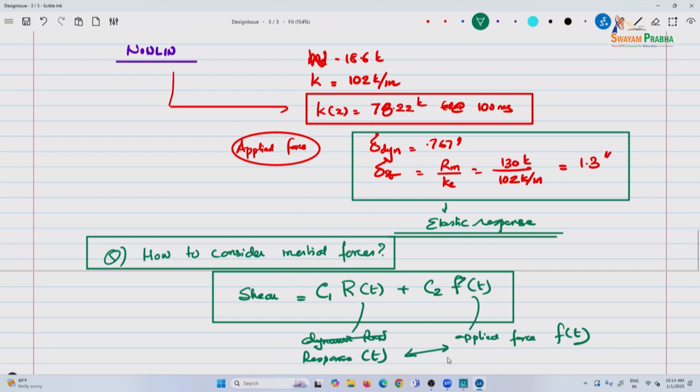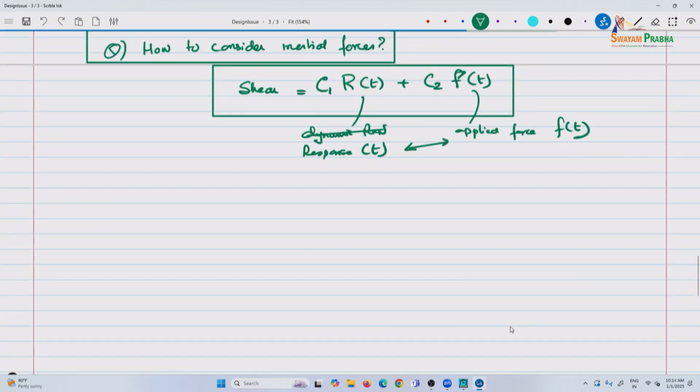So, you can use some of the methods, averaging methods, or just take the peak values for design purposes and continue.